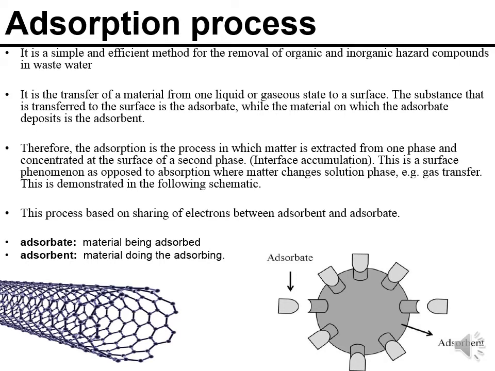Simply, this method is defined as the transfer of a subject from a gas or liquid phase to be loaded on another surface. At this point, we must know two main items. The first one is the adsorbate, meaning the material being adsorbed. The other one is the adsorbent, meaning the material doing the adsorption, as shown in the figure on the slide.